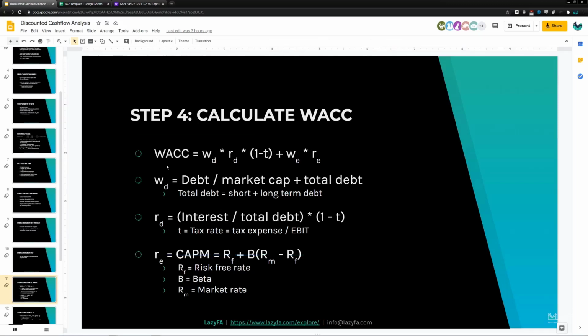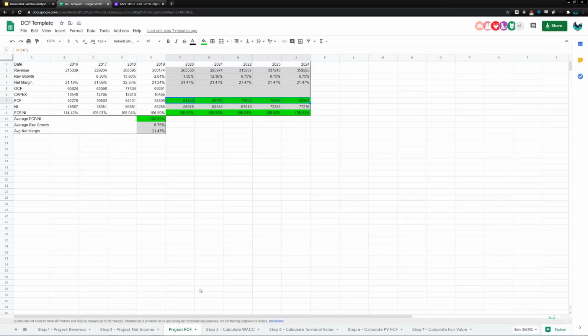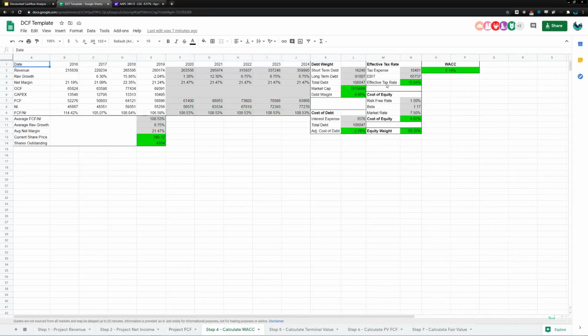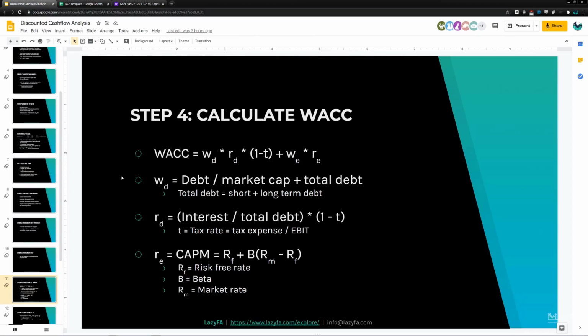So my process for this was to basically break down each one of these things into its individual parts. So on step 4, I've introduced this section over here where we will calculate the weight of debt, the effective tax rate, the cost of equity, the cost of debt, and the equity weight, and then we'll use all of that to calculate WACC. So all of this comes from information that we already have, which is nice. So we'll just go through it step by step.